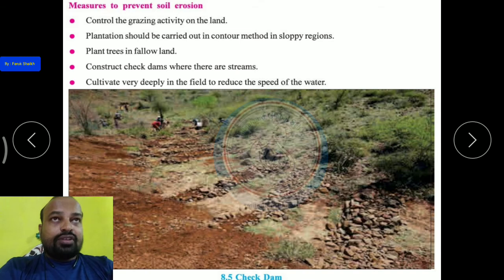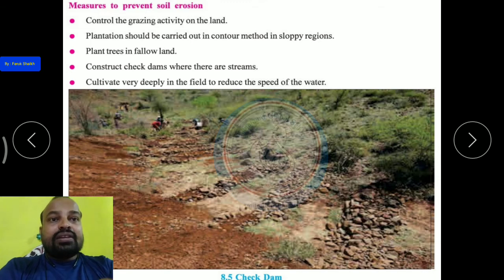What happens while people are grazing their animals on the land is that the structure of the earth becomes weaker. And when the structure of the earth becomes weaker, it could easily be washed or eroded by the force of the water.